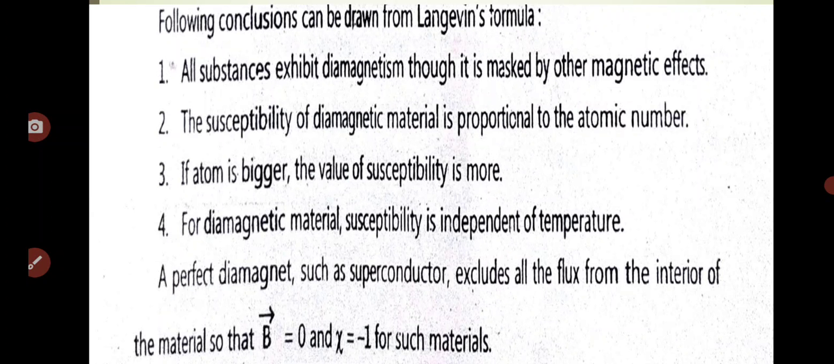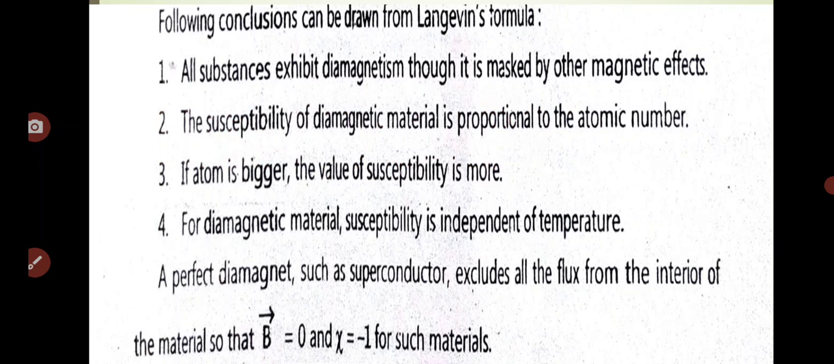And for a diamagnetic material, the susceptibility is independent of temperature, because the concept of temperature does not arise here. And a perfect diamagnet such as a superconductor excludes all the flux from the interior of the material, so B is 0 and chi is equal to minus 1, which is the negative susceptibility of such material.